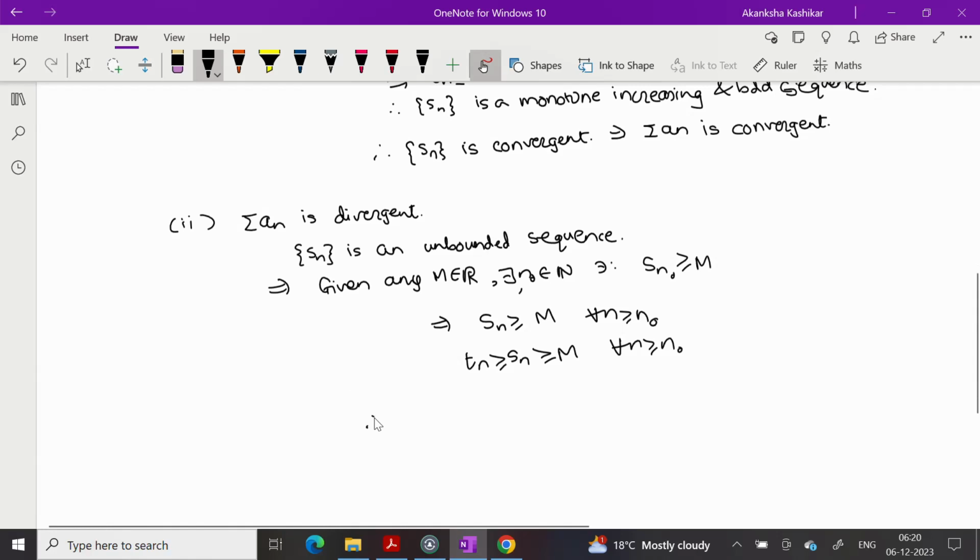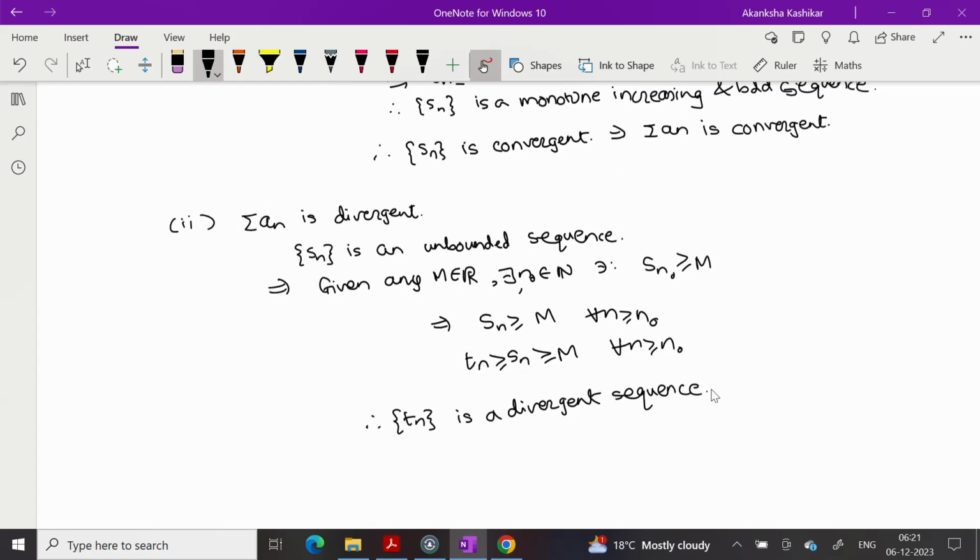Therefore Tn is a divergent sequence, because we know that if a sequence converges, then all but finitely many points are inside the neighborhood, and here we are saying that all but finitely many points are above a certain point. Thus we have proved the comparison test.